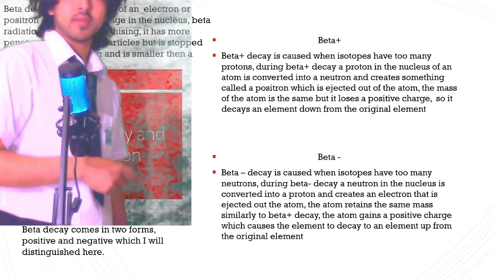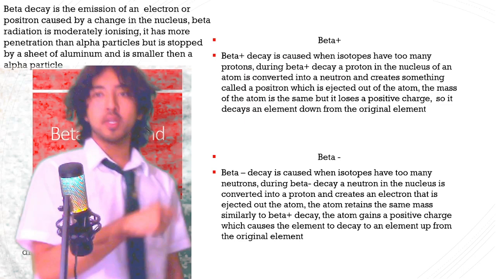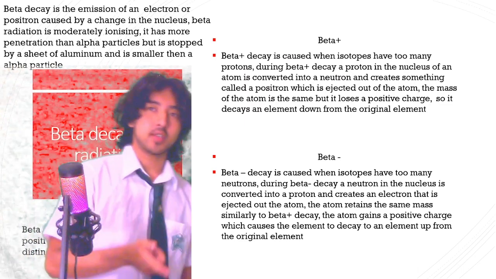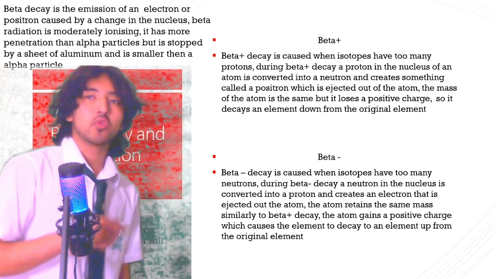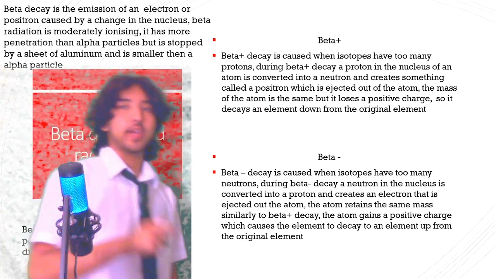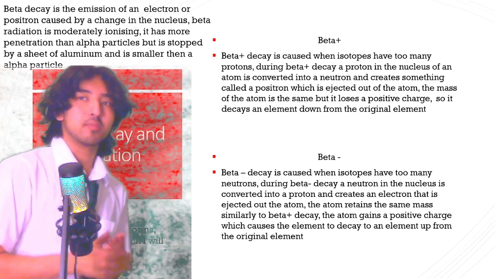Beta minus decay is caused when isotopes have too many neutrons. During beta minus decay, a neutron in the nucleus is converted into a proton and creates an electron that is ejected out of the atom. The atom retains the same mass similar to beta plus decay.